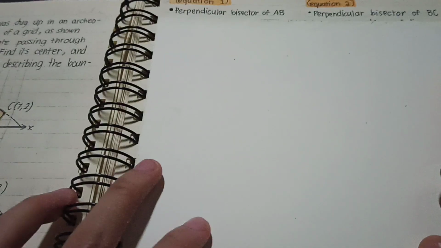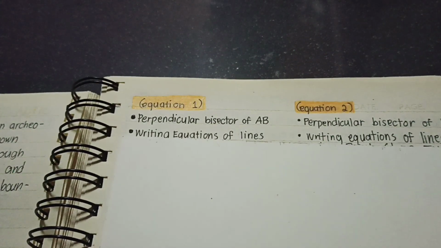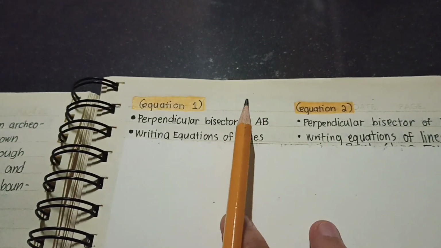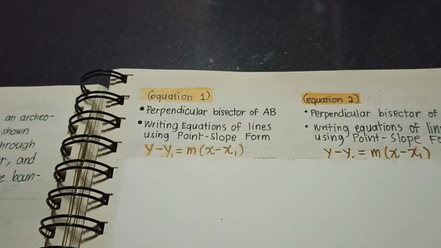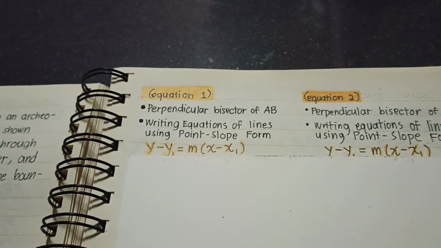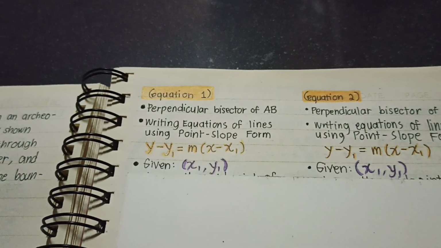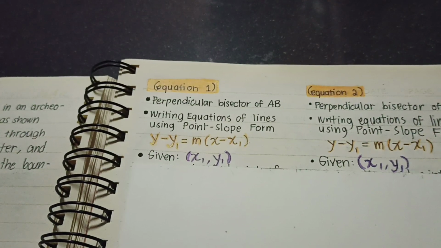So, equation 1 is, again, the perpendicular bisector of segment AB. I'm going to use the point slope form. There is no actual point or slope given there, but I have decided to use point slope form because I can determine a point and I can determine a slope which I can use in writing the equation of the line. So first, what is the point?